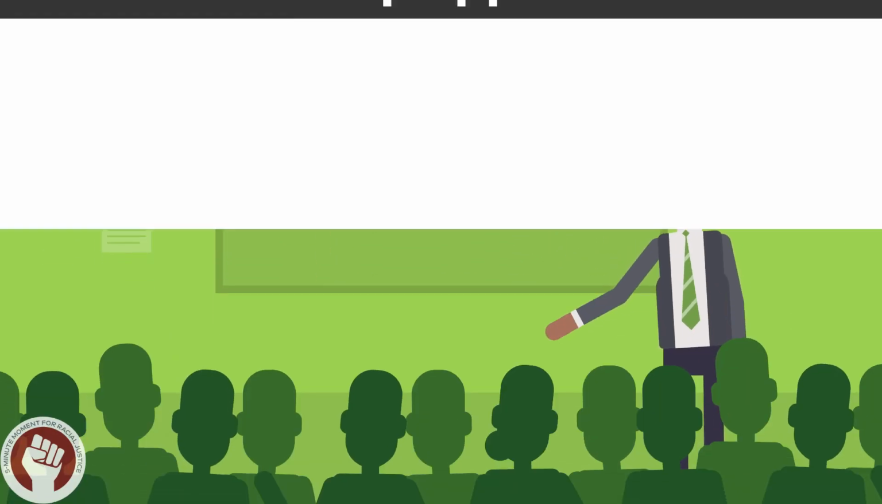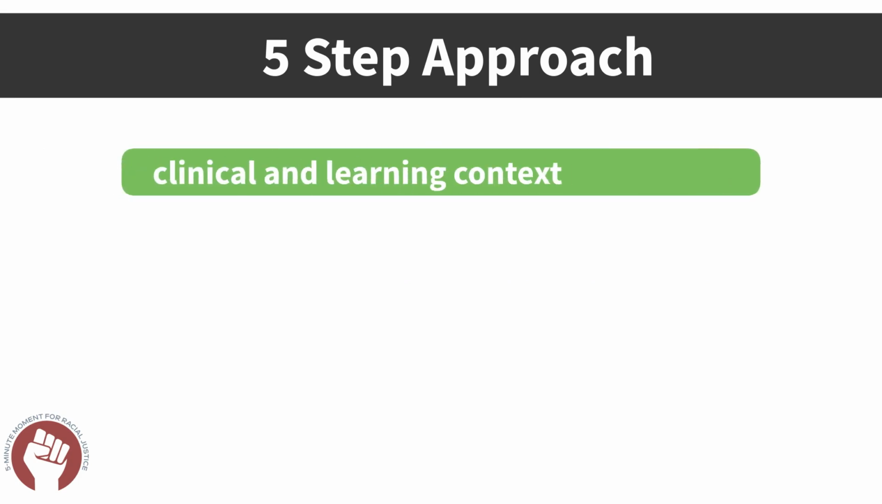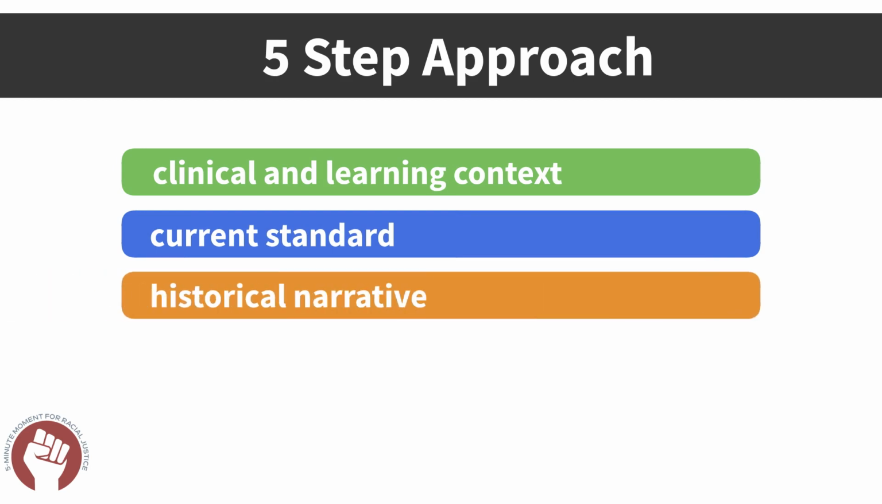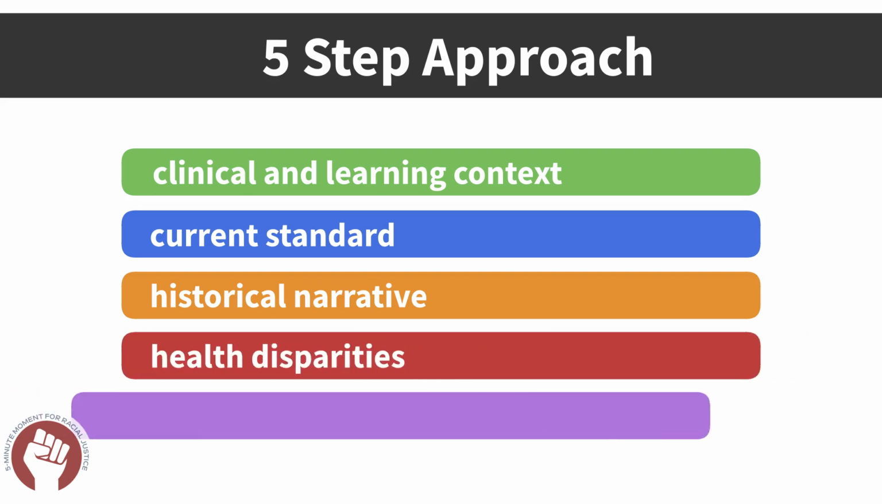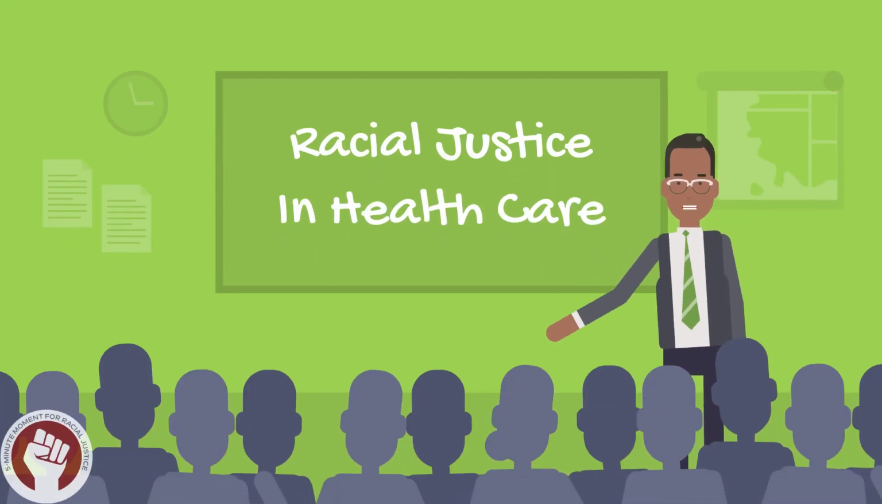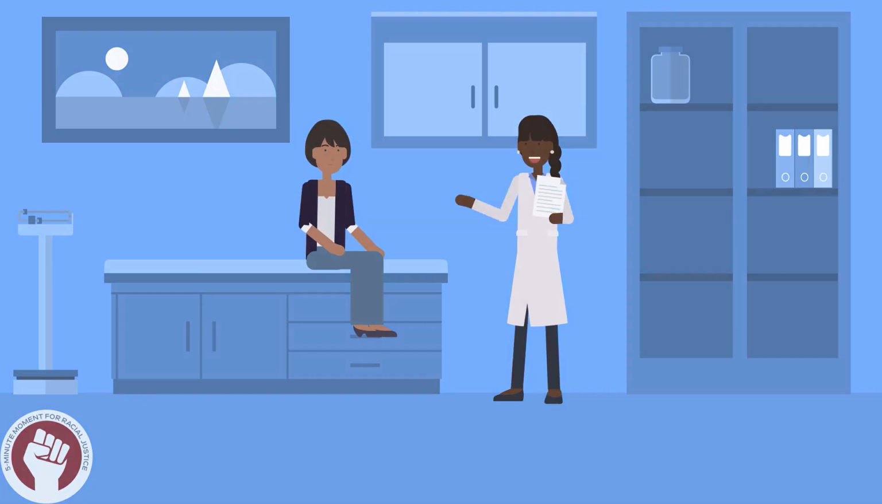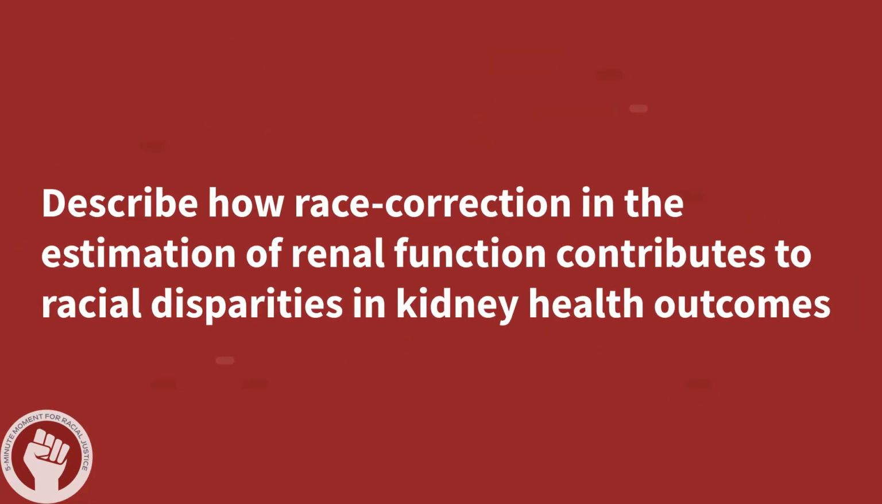education. The framework relies on a 5-step approach that discusses the clinical and learning context, the current standard of a medical diagnostic or treatment, the historical roots and bias of that standard, contributions to health disparities, and steps to take to promote health equity. This framework offers educators a structured way to talk about this topic in a concise manner across commonly encountered clinical scenarios. By the end of this video, viewers will be able to describe how race correction and estimating renal function contributes to racial disparities in kidney health outcomes.